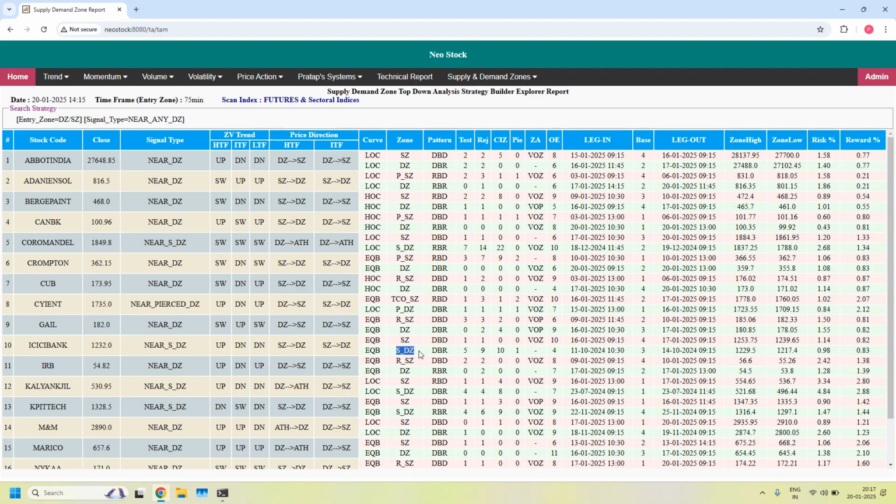ICICI Bank has a high liquidity zone, but it is a pierced zone. A pierced zone can't be used, so it's not a valid stock. So far we have only one stock, that is Coromandel. This is a pierced zone. Anybody who wants to use the pierced zone strategy can use it on this stock.